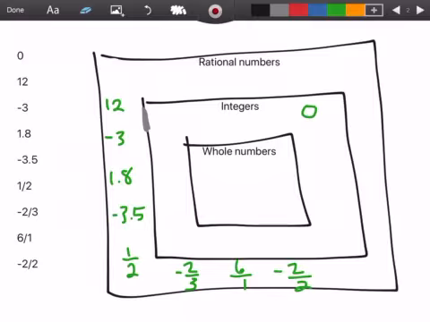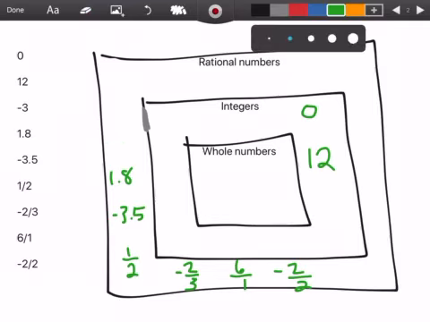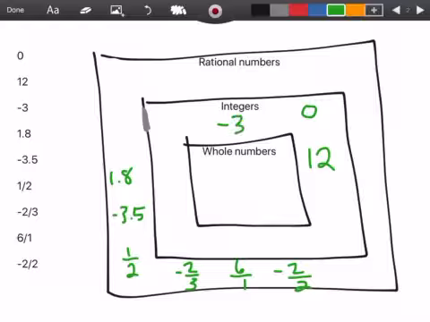All right, the number 12. Is the number 12 whole? Yes, it is. So it gets to go through that gate. So it moves into the integer square. How about negative 3? Yep. So negative 3 moves into the integer square. 1.8? No. This 0.8 on the end prevents it from moving through the gate. It can't go through. Negative 3.5? No. The 0.5 prevents it from going through.